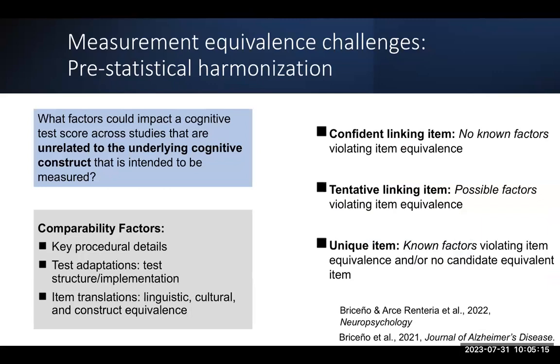But essentially, what we're looking for is any factors that we can identify, based on what we have available to us, the documentation, access to study teams, et cetera, that could impact a cognitive test score that's not related to that underlying cognitive construct that we want to measure. And so as Dr. Gross mentioned, we look at the procedural details, we look at how the test was adapted, how the test was translated, et cetera. And then we make graded decisions on how confident we are that those items are equivalent.